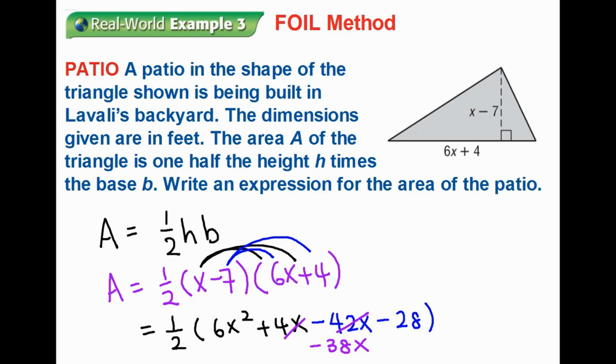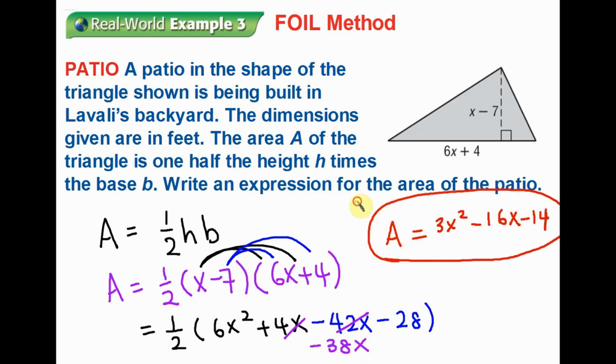My next step, and it will actually be the last step: A is equal to, you will take half of each term. So half of 6x squared now will be 3x squared. Half of negative 38x will be negative 19x. And half of negative 28 will be negative 14. That's the area of this patio.